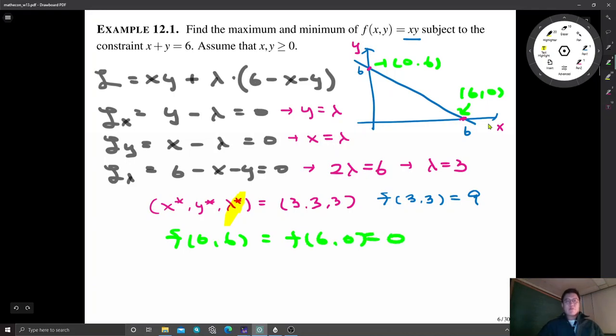All right, so now we are done. We can simply choose the largest value, that is 9. So the function attains global max at this point, 3, 3. And the lowest value is 0. So the function attains global min at two distinct points, the two boundary points, 0, 6 and 6, 0. Okay, so this is the way to find the max or min, how to find the solution to constrained optimization whenever the constraint is given by a bounded set.